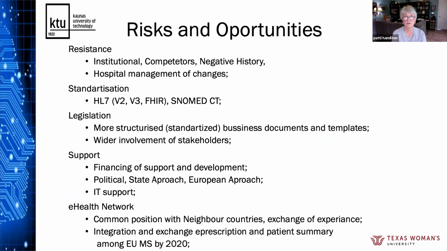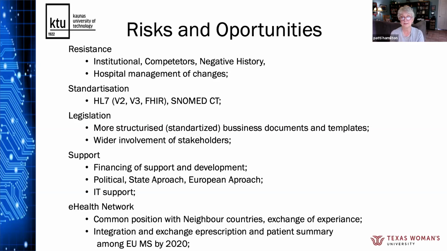Now, none of this goes without risks and opportunities. There was certainly institutional resistance. There were competitors, and I'm not really sure what the report meant by competitors, but I know what that would mean in our country. It would mean that there were certainly several high-powered companies competing to get the contracts for an electronic health record, for example.